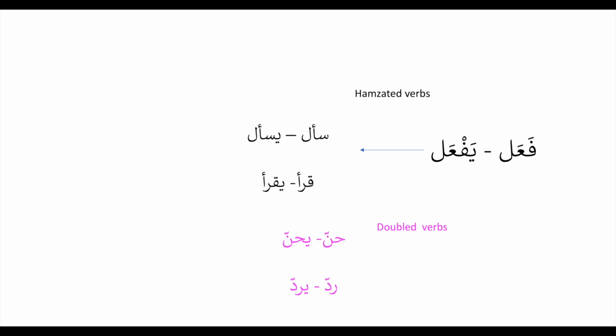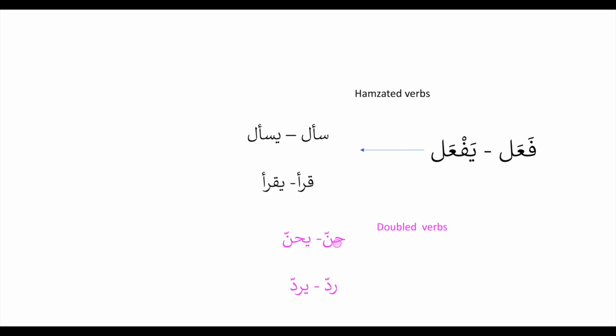The final irregular verb that goes within the same third form is called doubled verbs. What is a doubled verb? A doubled verb is what looks like a two-letter verb with a shadda on the last letter. In fact, it's a three-letter verb. But we know in Arabic, if you see a shadda on top of a letter, that means we've got two letters of the same, but they join them together and write a shadda on top of it.